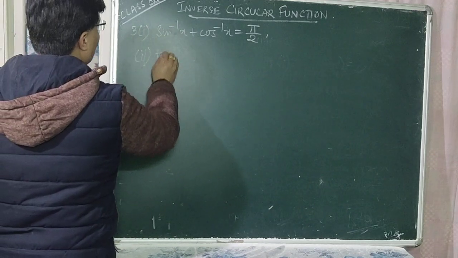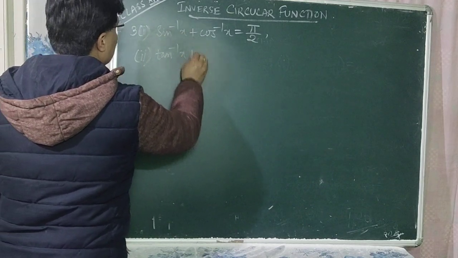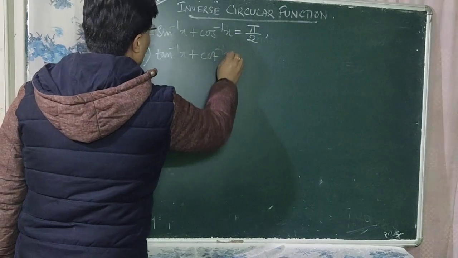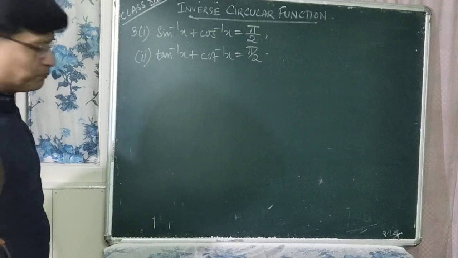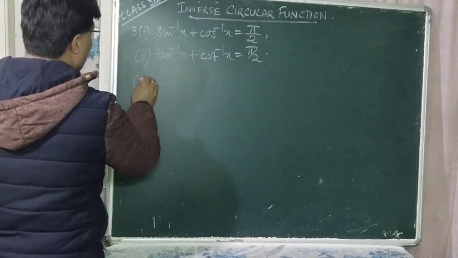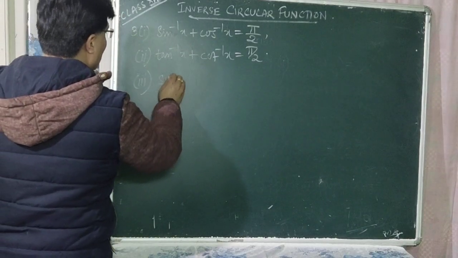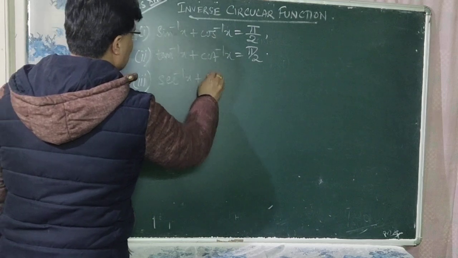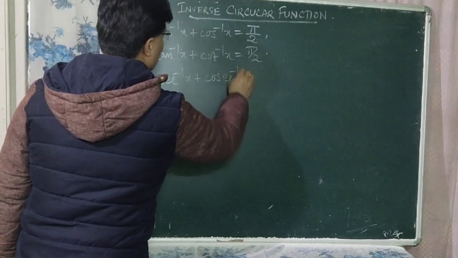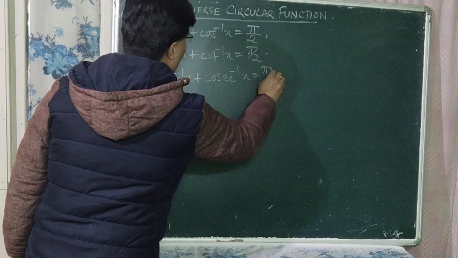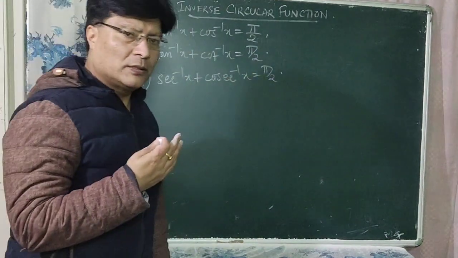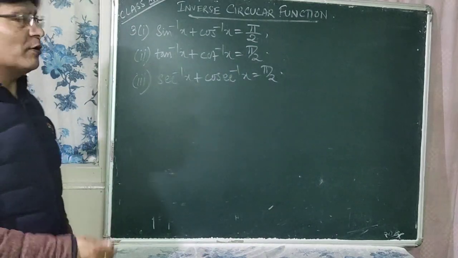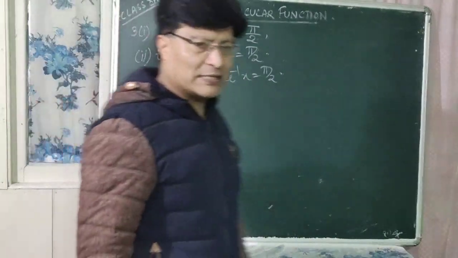Number 2, tan inverse x plus cot inverse x is also pi by 2. Number 3, sec inverse x plus cosec inverse x is also what? Pi by 2. So these are also the formula that you should remember.